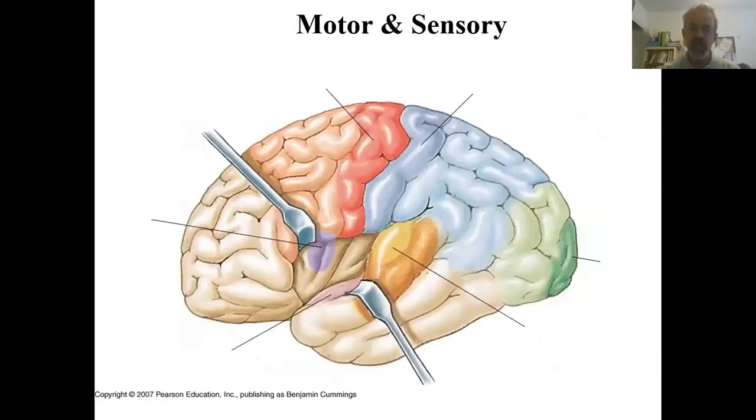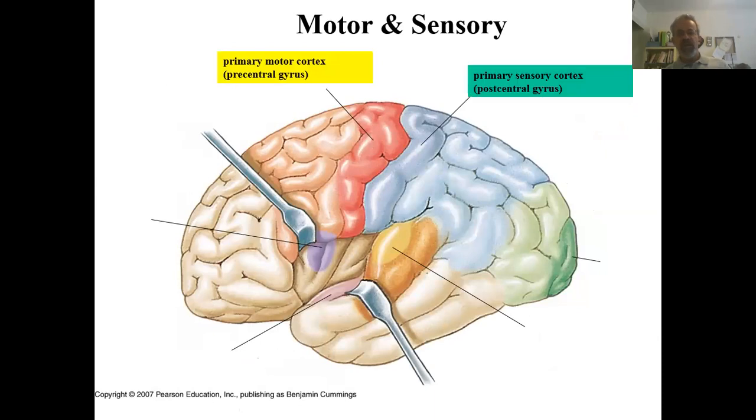All right, so what do we know so far? We know we've got the primary motor cortex in the frontal lobe, the sensory cortex in the parietal lobe, and the regions just on either side of that central sulcus are called gyrus, right? Peaks and valleys. This is called the post-central gyrus. This is called the pre-central gyrus.